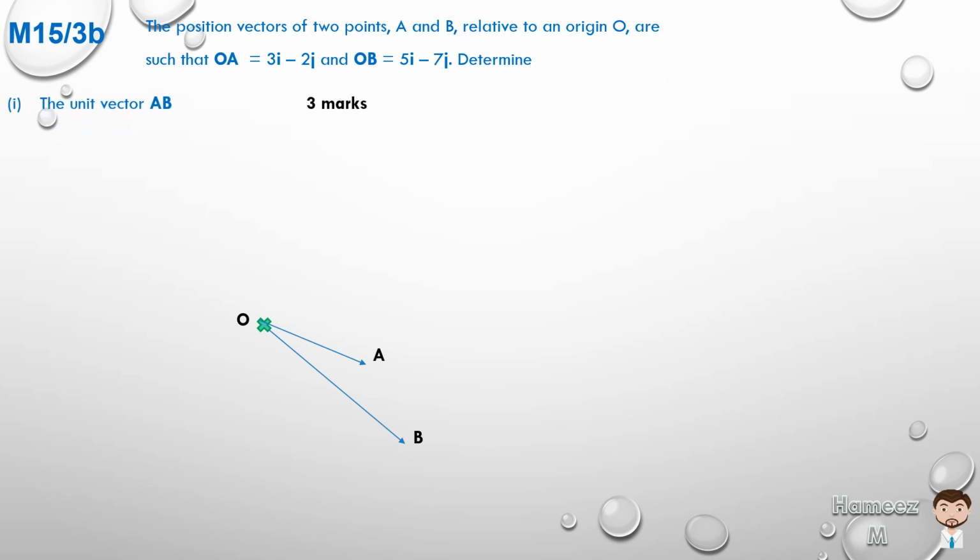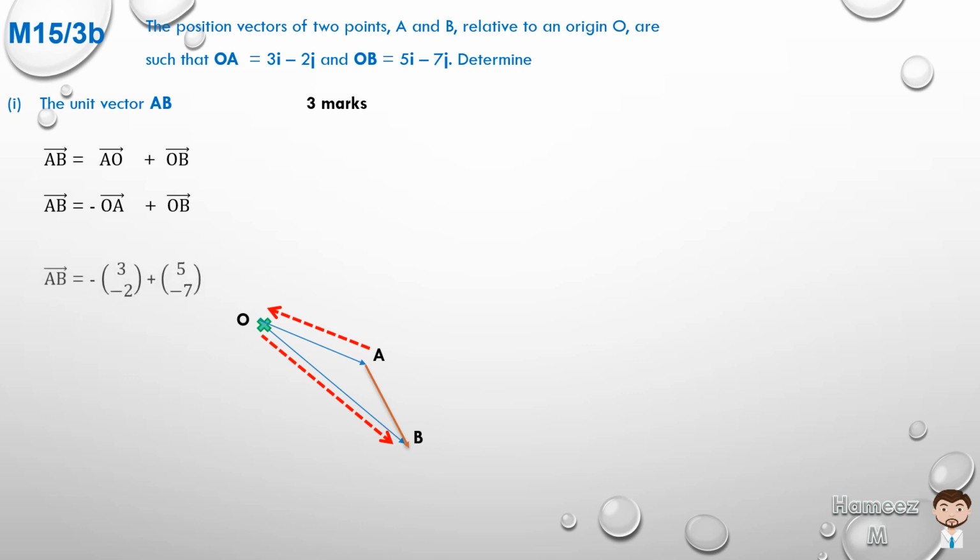Determine part 1, the unit vector AB. So if we're going from A to B, let's have that in red. And how can we pass from A to B in another direction? We can start from A and go to O, and then from O to B. So that gives us our first line. And we don't know AO, but we know OA. So we can rewrite it: AB is equal to minus OA, that's the difference between changing the direction, putting a negative sign, plus OB. And we can now substitute the values. So it's going to give us minus (3, minus 2) plus (5, minus 7). Minus 3 plus 5 is 2. And minus 2 plus minus 7 is minus 9... so AB is (2, minus 5).